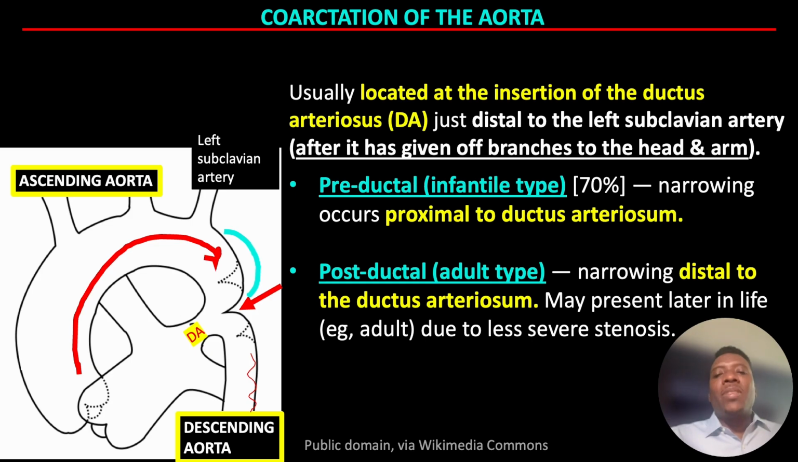About 70% of these cases are known as preductal, where the narrowing is proximal to the ductus arteriosus. We call that the infantile type. 30% occur after the ductus arteriosus, so we call that postductal, and that may also present later in life, such as older kids or adult type.